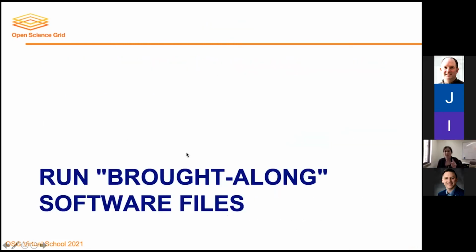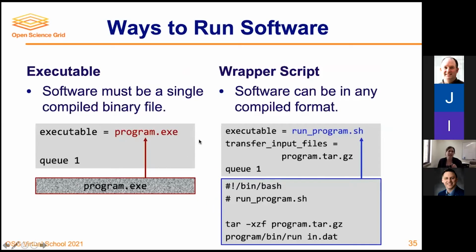Okay. So once you have the files, how do you actually use them in a job? We'll do a couple slides on this. If you ended up with a single binary, you can put that binary file's name into the submit file as the executable, and it will run. So it's very straightforward.